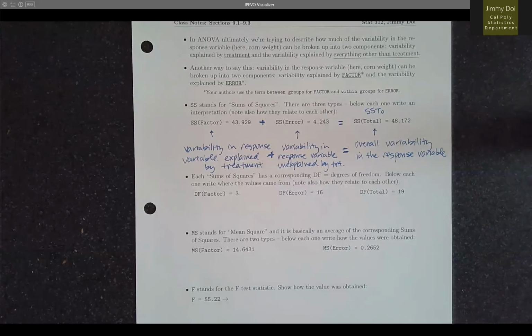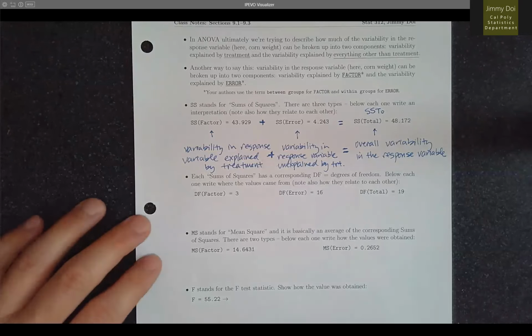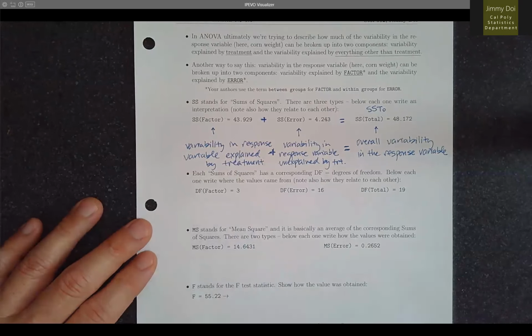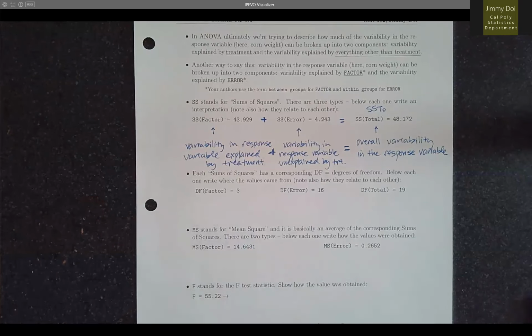We're not done with this page yet, but I do think this is a good place for us to stop. So why don't we stop here at the beginning of the next video. We'll pick up right where we left off and talk about these other things called degrees of freedom, mean squares, and eventually talk about this thing called F.